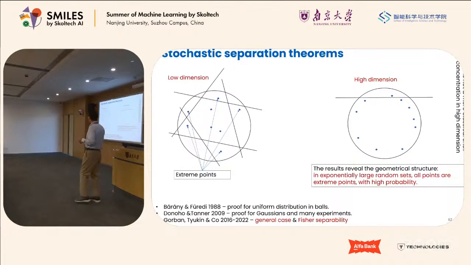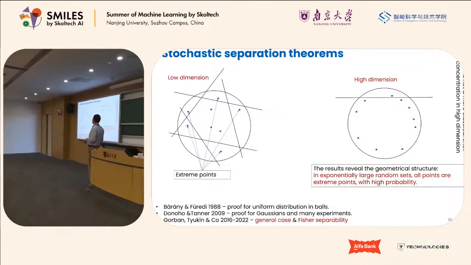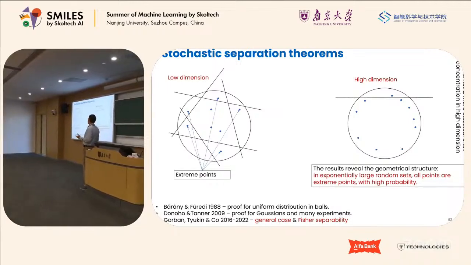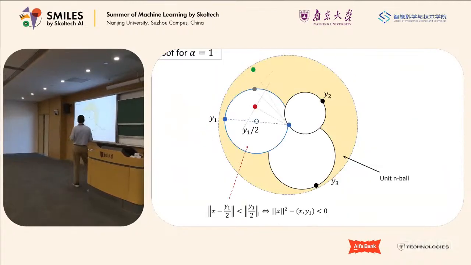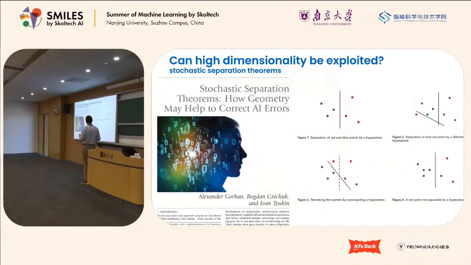Some people looked at it in the past, of course. There is Bárány and Füredi in 1988. They looked at this and proved it for uniform distribution in balls, and then Donoho and Tanner for Gaussians, and we proved it basically in the general case that this is exactly what's going to happen. So I'm skipping this argument. It's for you. I presented it here, but maybe it's not important.